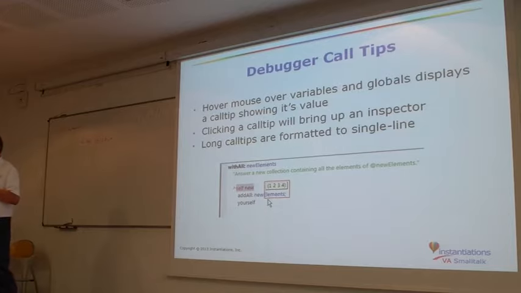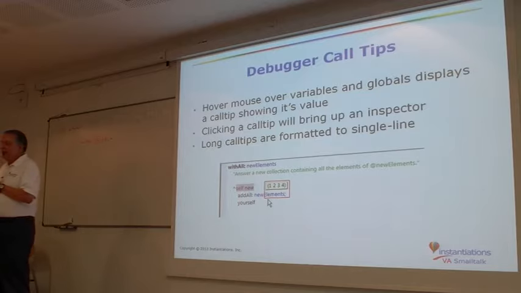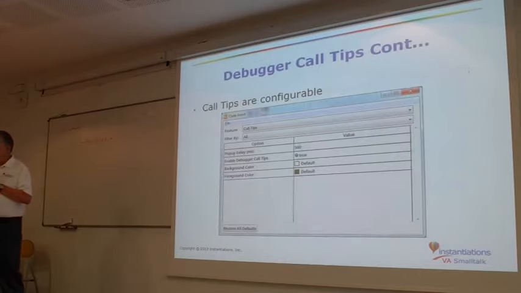Debugger call tips. Because of this scanner technology that we have behind our browser's use of Scintilla, in the debugger now we can show a pop-up that will display the contents of global and temporary variables and arguments. So you don't have to go up to the inspector pane in the debugger to see these values. Also configurable, you can turn it off.